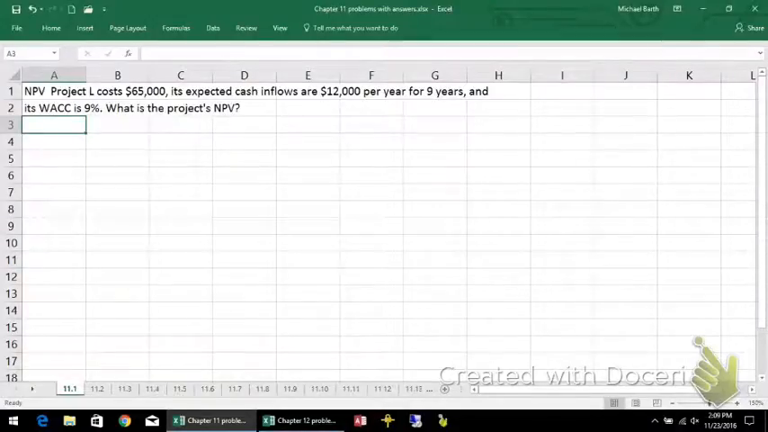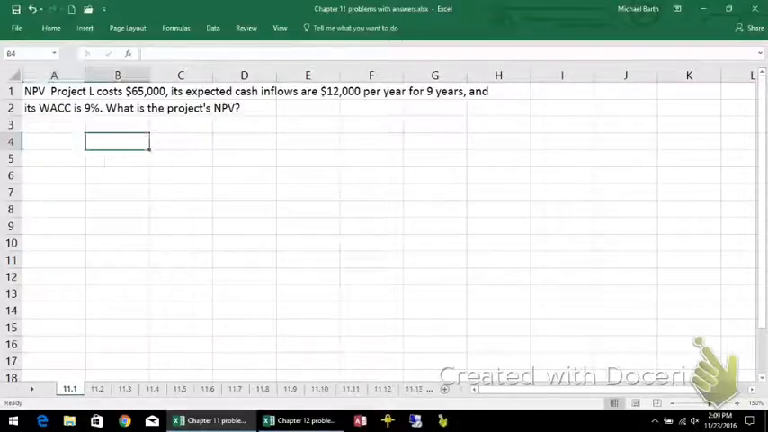This is problem 11.1 from Brigham and Houston, Fundamentals of Financial Management, Concise, 9th edition. And here we're calculating the net present value of a project. The net present value of a project is defined as the present value of the future inflows, net of the present value of the initial outlay.